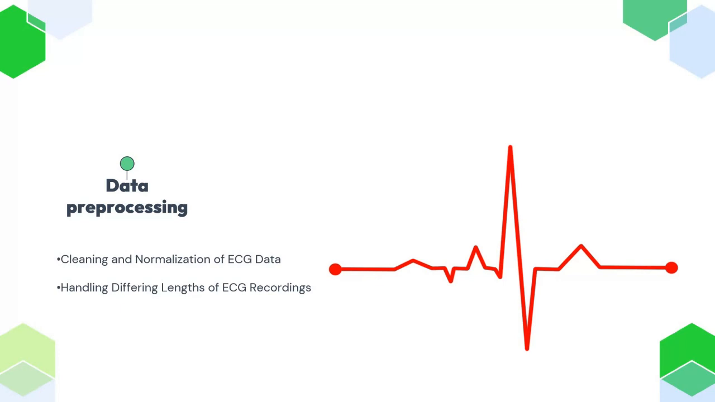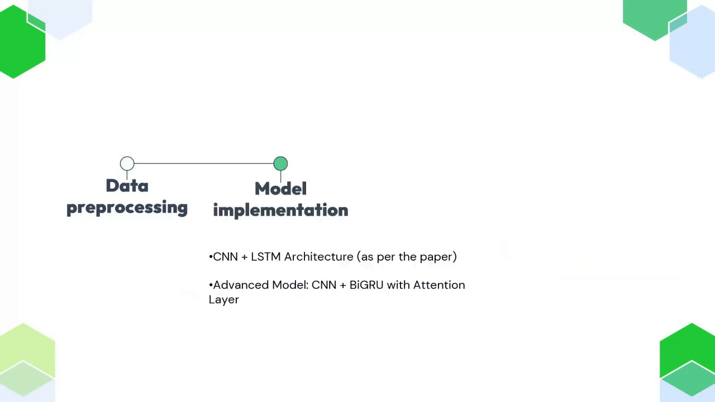The next step was model implementation. For model implementation, we initially followed one of the architectures proposed in the original paper, which combined convolutional neural networks, CNN in short, with long short-term memory networks, that is LSTM. This architecture is effective in capturing both spatial and temporal features from the ECG data.